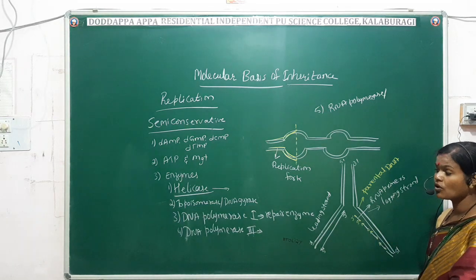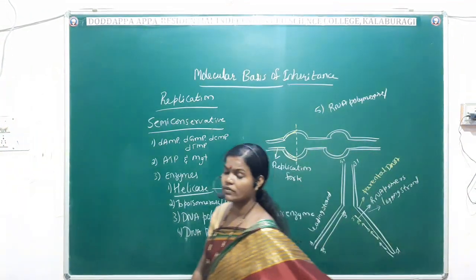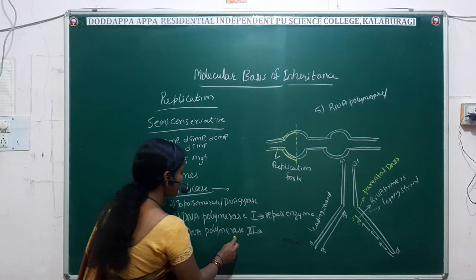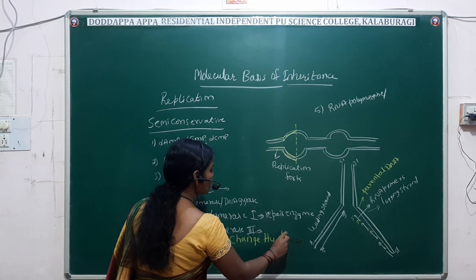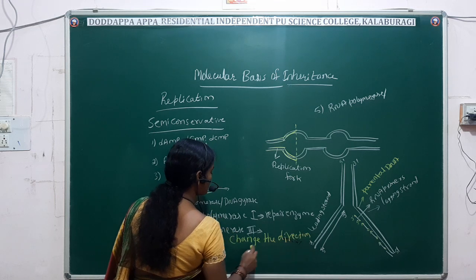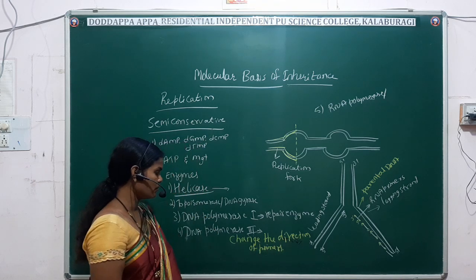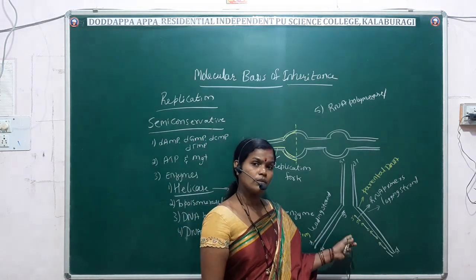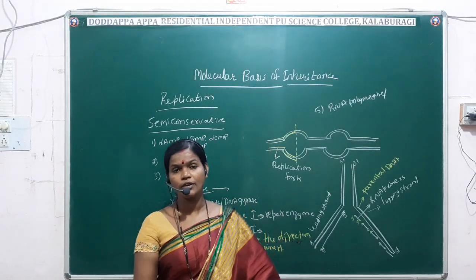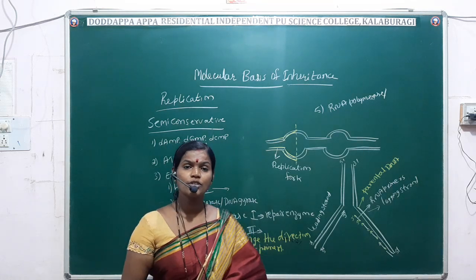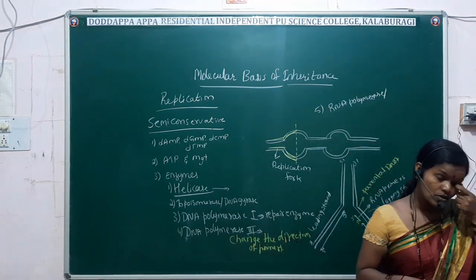What happens now? What I have told you, DNA polymerase 3 will come. What will DNA polymerase 3 do? It will change the direction of the primers. How will it change the direction? From where to where? From 3-5 to 5-3 direction, these are going to change.